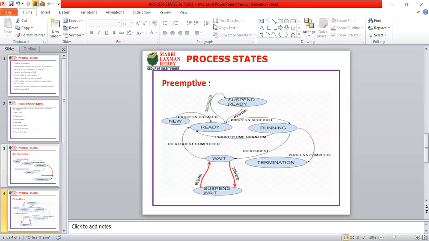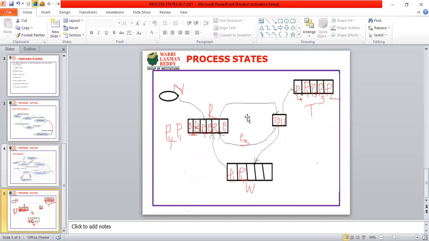Now the next one: identify the process sequence before execution and after execution. Here, this is the new state, running state, ready state, wait state, and termination state. Now here 5 processes are created, and the 5 processes enter the ready queue. Following the queue data structure, first in first out, P1, P2, P3, P4, P5 are in the ready queue.